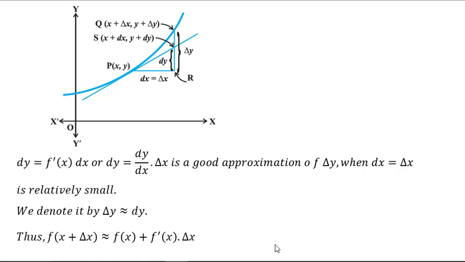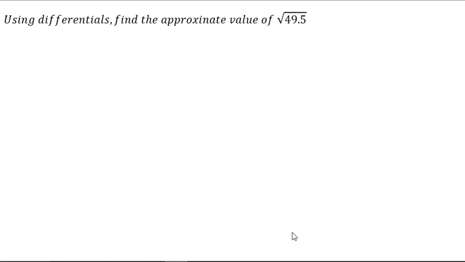So f of x plus delta x is approximately equal to f of x plus f dash x into delta x. Now this f of x plus delta x is what? It is the actual y coordinate which we want to find based on the value of y coordinate of the given point, y, and f dash x is what? It is the derivative of the function with respect to x. Now let us understand this with the help of an example.